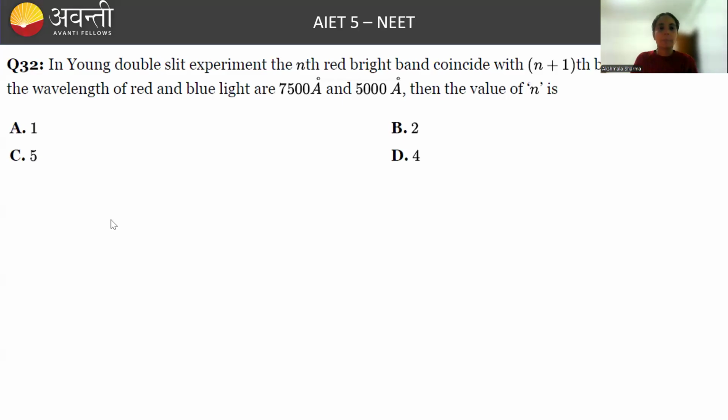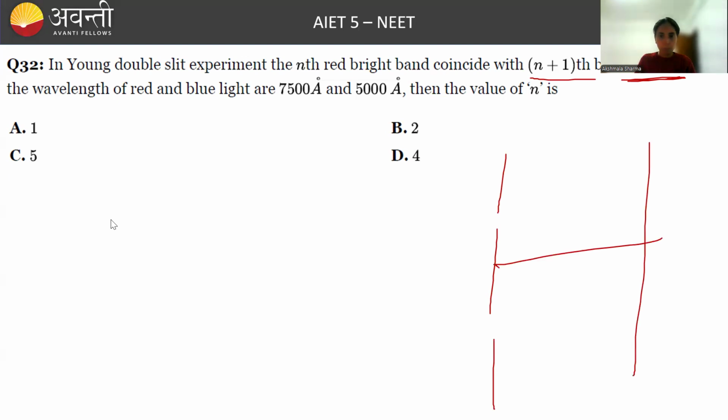In Young's double slit experiment, the nth red bright band coincides with the n plus 1th blue bright band. So if they are coinciding, what does it mean? They are getting formed at the same point. So let's say they are getting formed at this point. So for red light, if this angle is theta, then for blue light also it is coming like this, and this angle is theta. But for red light, it is the nth bright band, and for blue light, it is the n plus 1th bright band.